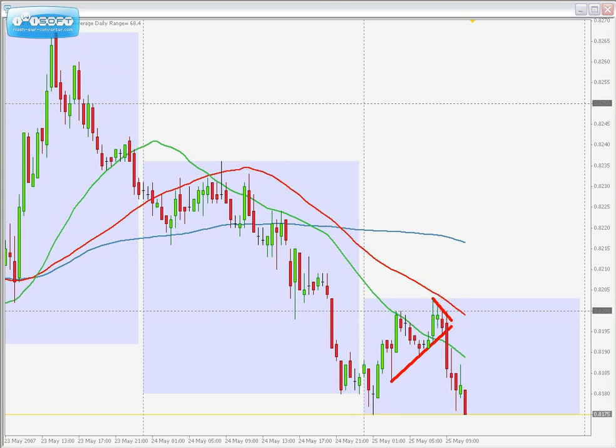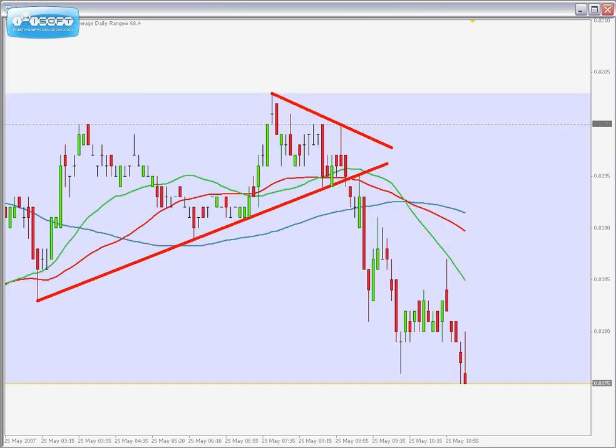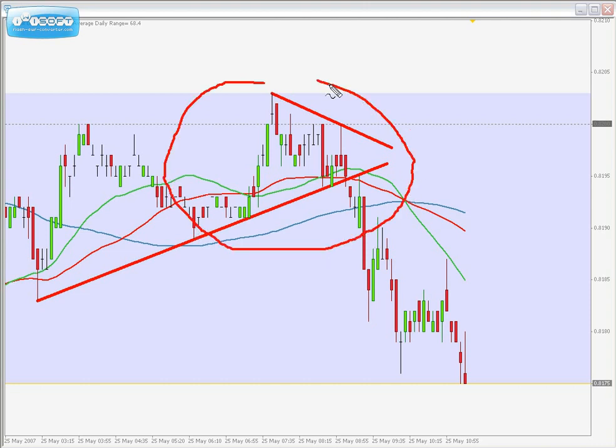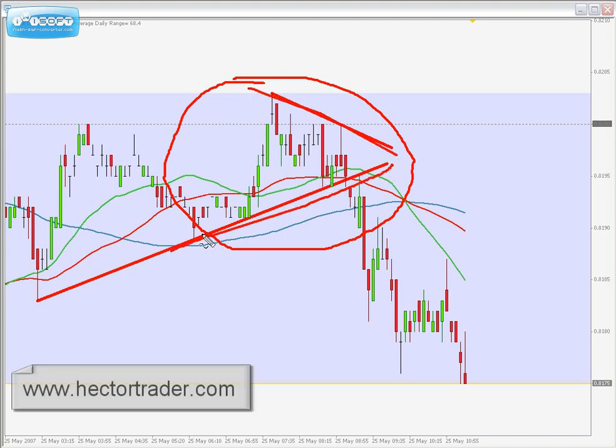Search for any reversal formation in the shorter time frame, because they usually give an idea of when, or in which direction, the next swing is going to take place. In this case, the signal came in the shape of a triangle breakout. 1, 2, you see that green bar, and 3.